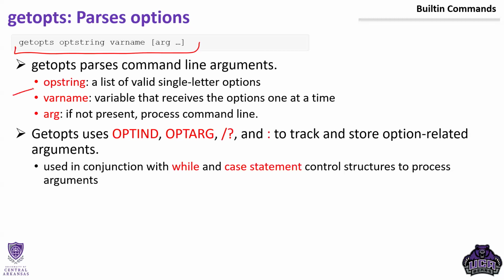So that optstring is a list of valid, and this is important, single letter options. So getopts is going to allow us to parse options to a customized script that we create. One of the downsides to it is we can't do any type of long version, like an actual word as an option. It's going to force us to use just those single letters.